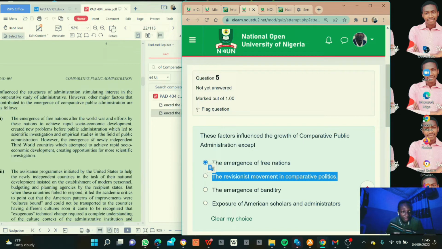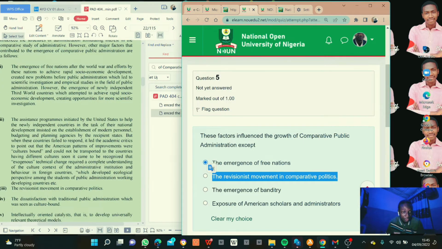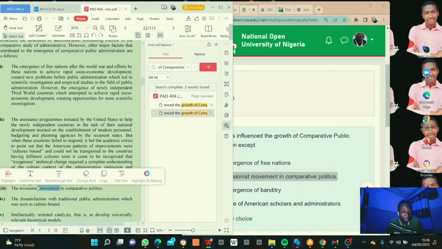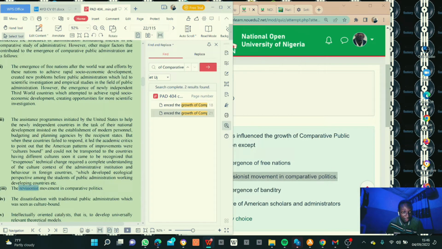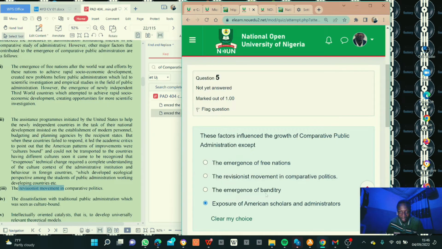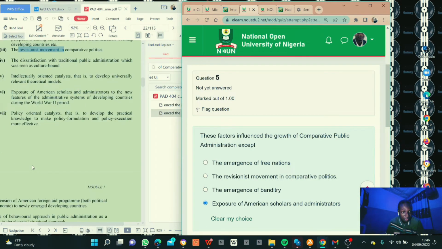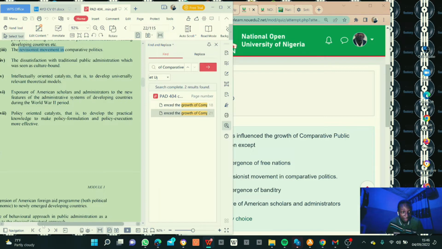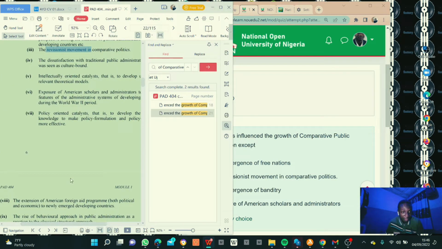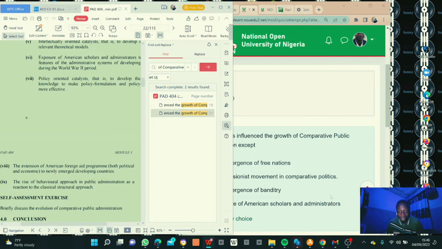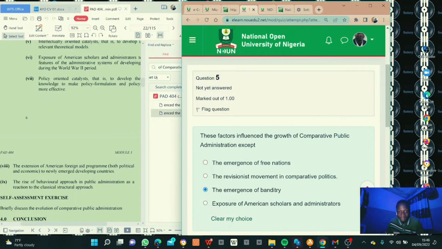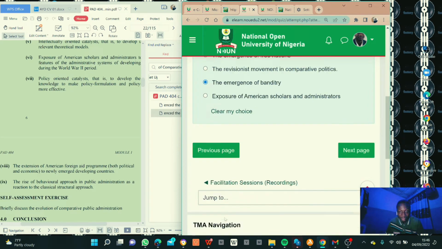Revisionist movements. Do we have anything like that here? Oh yes, wonderful, we have it here. Okay, let's see. Emergence of banditry. Exposure of American scholars, administrators. Yeah, we have exposure. We have banditry? No, it can't say anything as such. No banditry, so except emergence of banditry, we are good. Let's move to the next question.